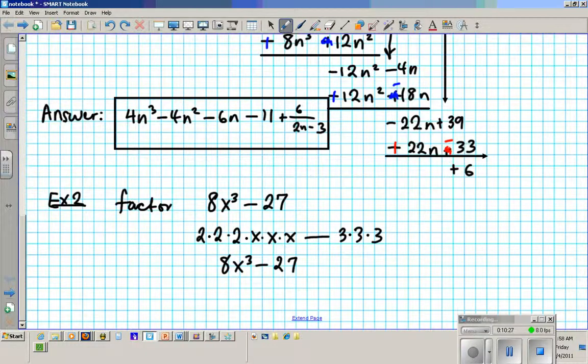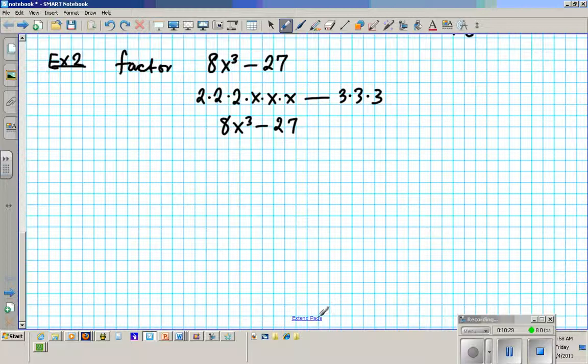And we're going to ask ourselves, do we use a formula here or do we use the x game? It's a binomial, so we need to use the formula. What formula are we going to use? Cube. We're going to use a cube formula. a cube minus b cube equals a minus b times a squared plus ab plus b squared. That's the formula we're using. So all we need is a and b.